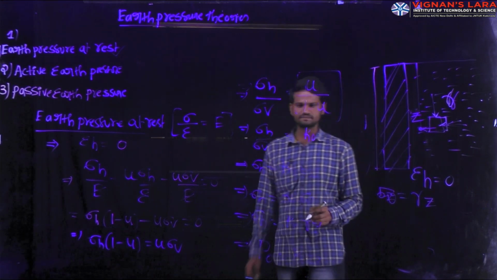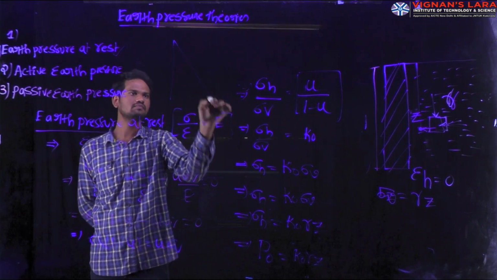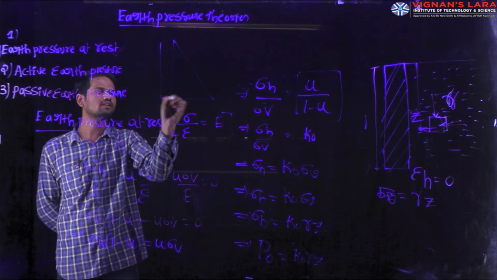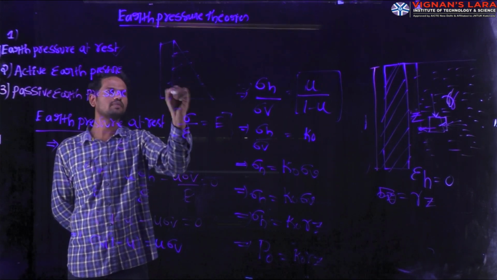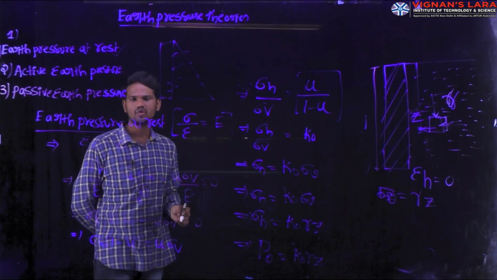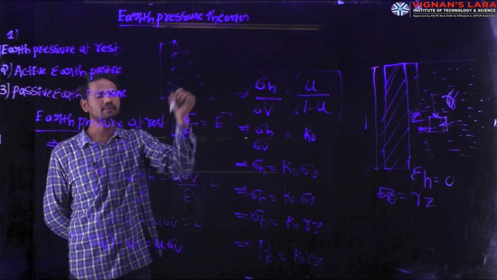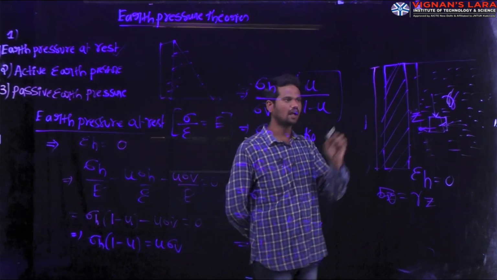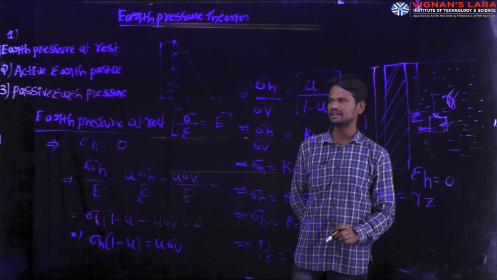Again, for this earth retaining structure, the pressure varies linearly from the top of the wall to the bottom of the wall. Suppose this is your rigid retaining wall. If you go from the top of the wall to the bottom, the pressure on the wall varies linearly. The horizontal pressure at the top of the wall is taken as 0, and the horizontal pressure at the bottom gives the maximum. Up to now, this is the formula for calculation of horizontal pressure at rest condition.